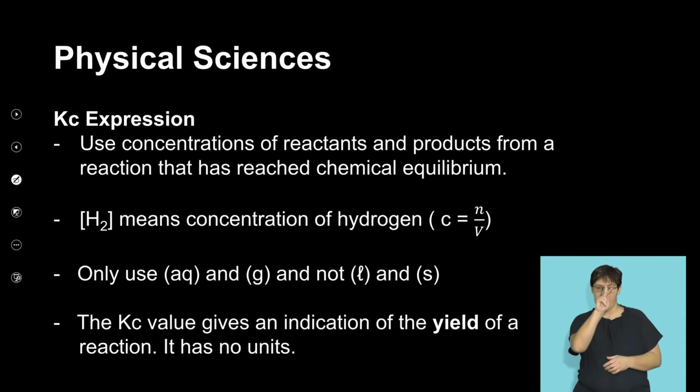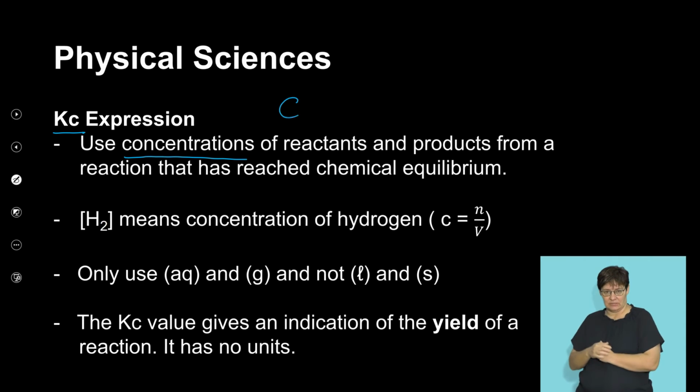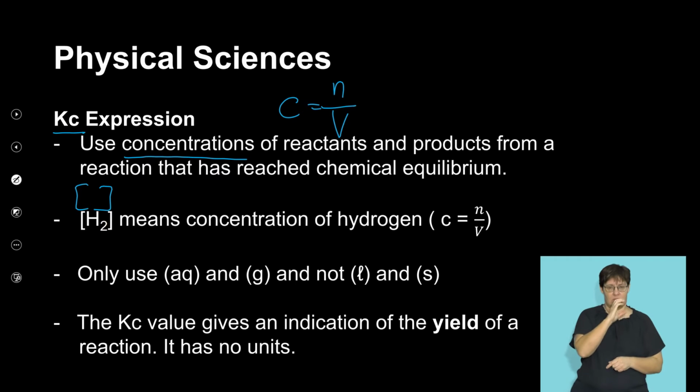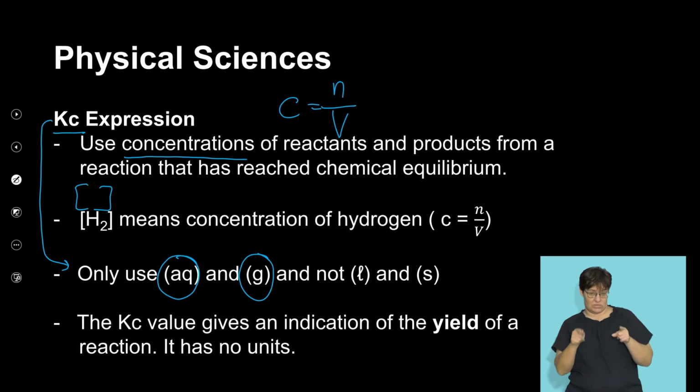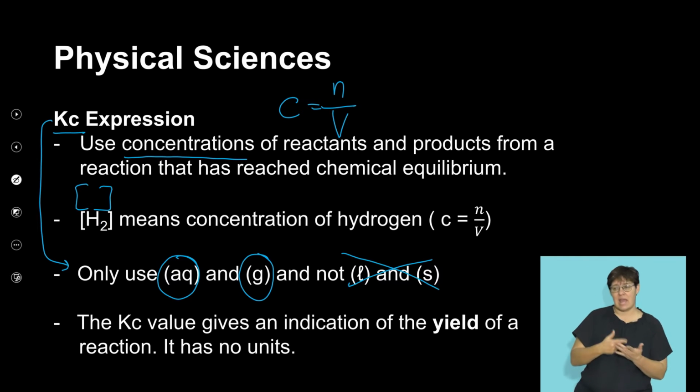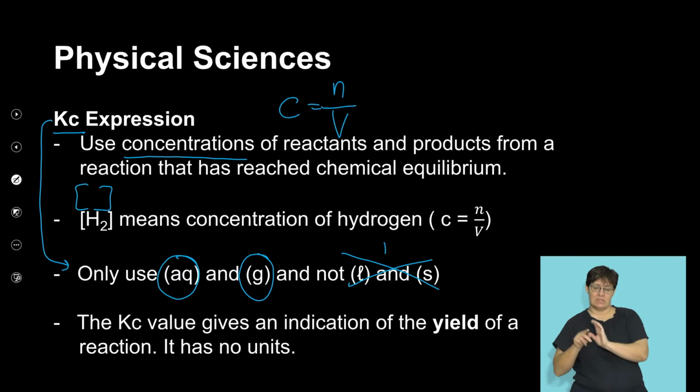When we look at the Kc expression, we use the concentration of the reactants and the concentration of the products. I just want to remind you again that concentration is the number of moles per unit volume. We use the square brackets for concentration, so this is the concentration of hydrogen. And when we work on the Kc expression, we only use aqueous solutions and gases. We do not use liquids and solids, because liquids and solids have a constant concentration. We normally use a 1 to represent their concentration.